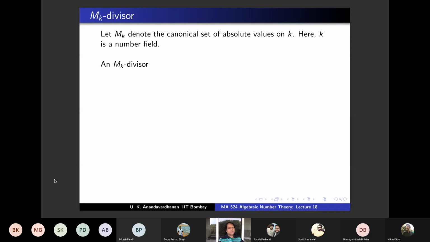And then there are the infinite absolute values, the Archimedean absolute values. MK is this collection. And we are going to define the concept of an MK divisor. It is a function on this canonical set of absolute values, and it is positive real valued. It is a function on MK taking values in the real numbers which satisfies three properties. The first property is that for each v it is positive.